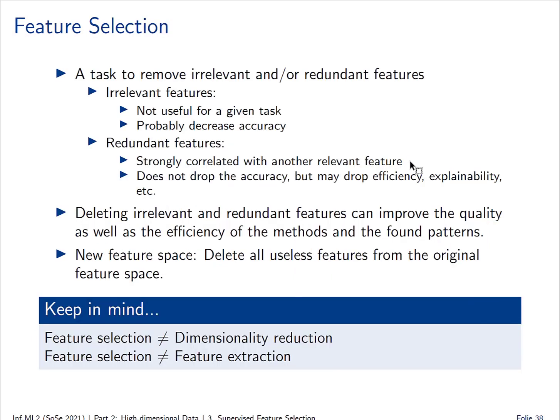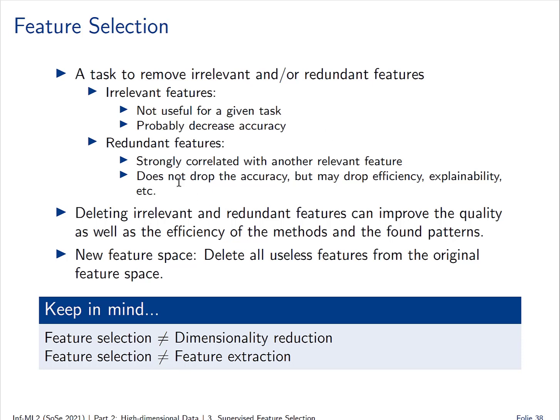Feature selection is in general the task of removing irrelevant or redundant features, as we just said. Why? Because irrelevant features are not useful for a given task and probably decrease the accuracy and increase the risk of having a curse of dimensionality and not a blessing. And why also redundant features? Redundant features mean that there are two features which have more or less the same impact on our patterns. So why should we keep both?